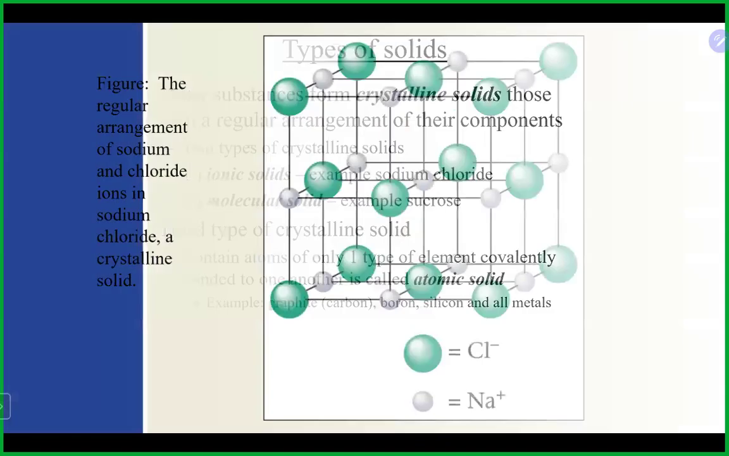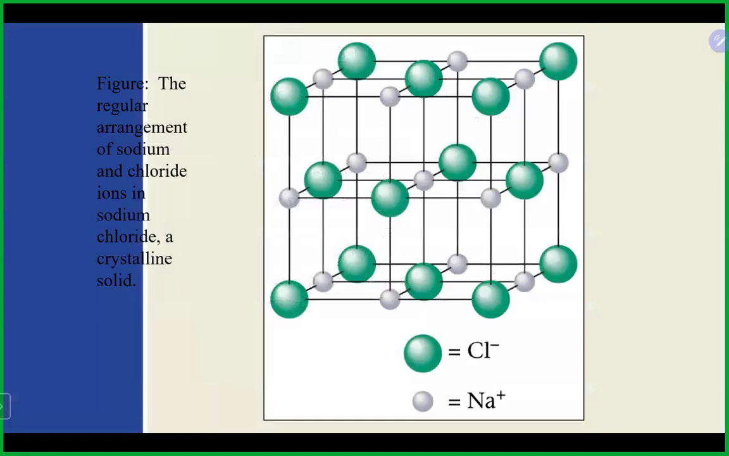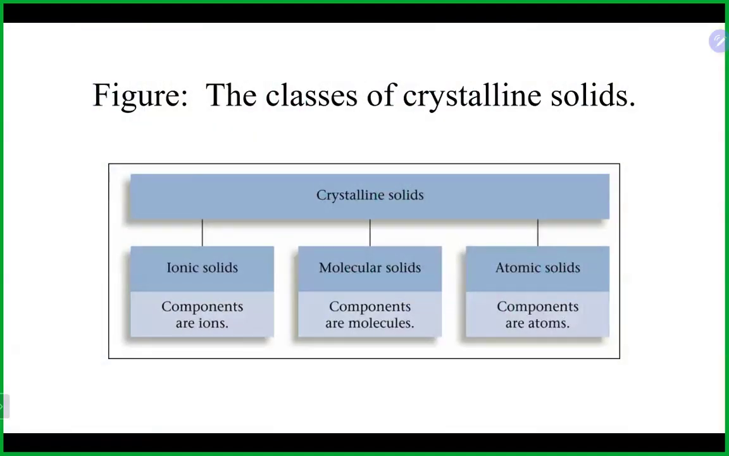Here's a picture of an ionic solid, and you can see it's a very ordered arrangement. It is so ordered that you could take a little snapshot of the pattern and repeat it to rebuild the entire structure. It's so repeatable, with very long-range order. And again, these are our three types of solids.